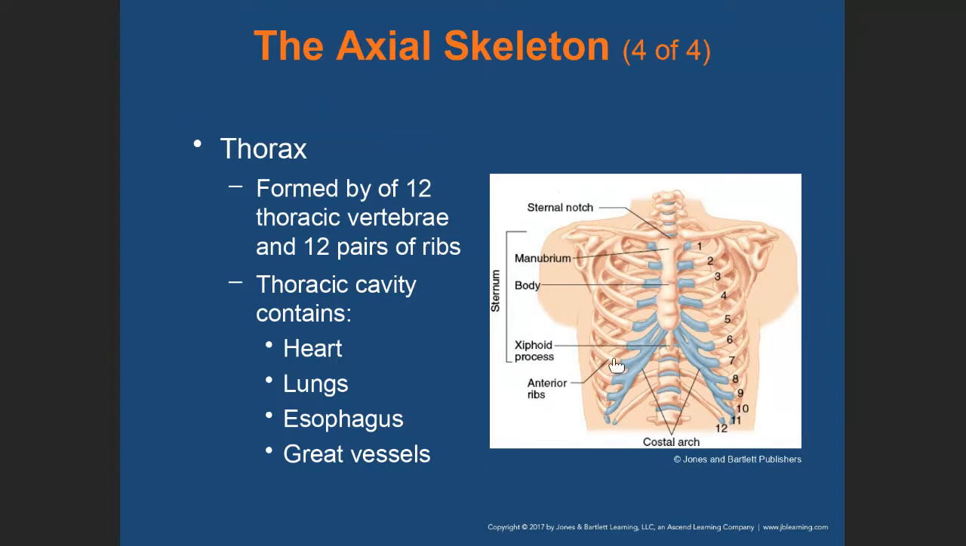Now, not seeing it so clear on this diagram, but pairs 11 and 12. If you look at 11 and 12, you will realize that they only have posterior attachment. So there is no anterior attachment for the final pairs. The final 2 pairs of ribs only attach posteriorly, and they are referred to as the floating ribs.